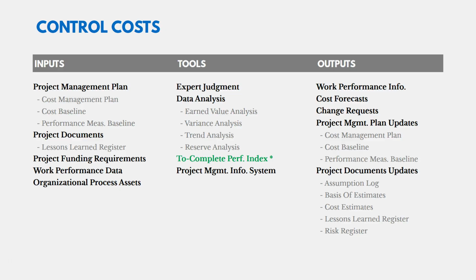And then our outputs, like most monitoring and controlling processes, are going to be work performance information, change requests, updates to the project management plan, and other project documentation. There's also going to be cost forecasts. So as we control the schedule and as we control costs, schedule and cost forecasts are going to be important here. We're predicting how much we're going to be spending or how long things are going to take for the remainder of the project. We're forecasting into the future.